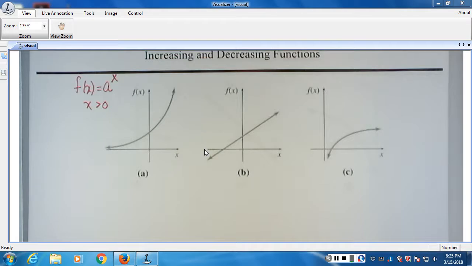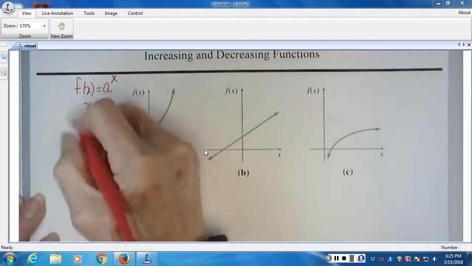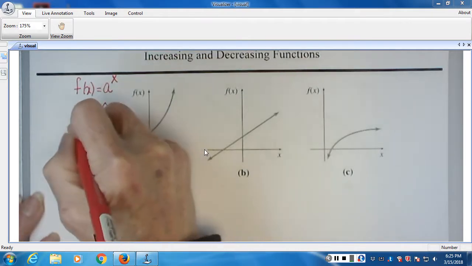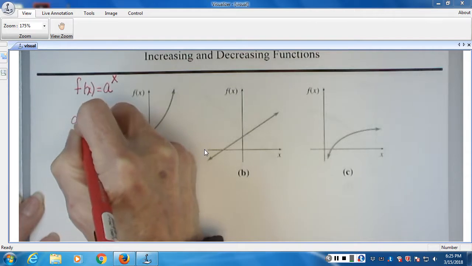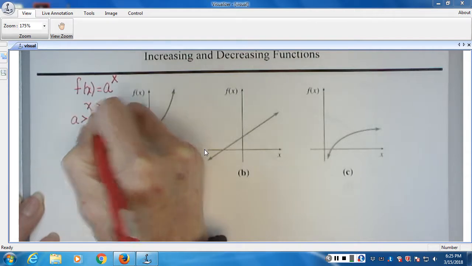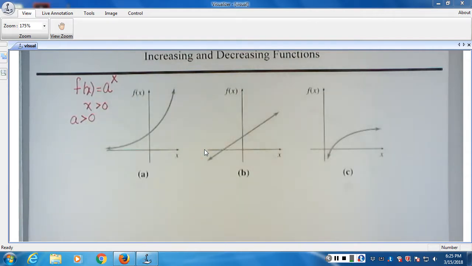Okay, it's increasing. So your x is positive, and it also happens to be in this particular case that a has to be positive. In fact, because if a were negative, well, depending on whether x was even or odd, it might go negative instead of going positive.